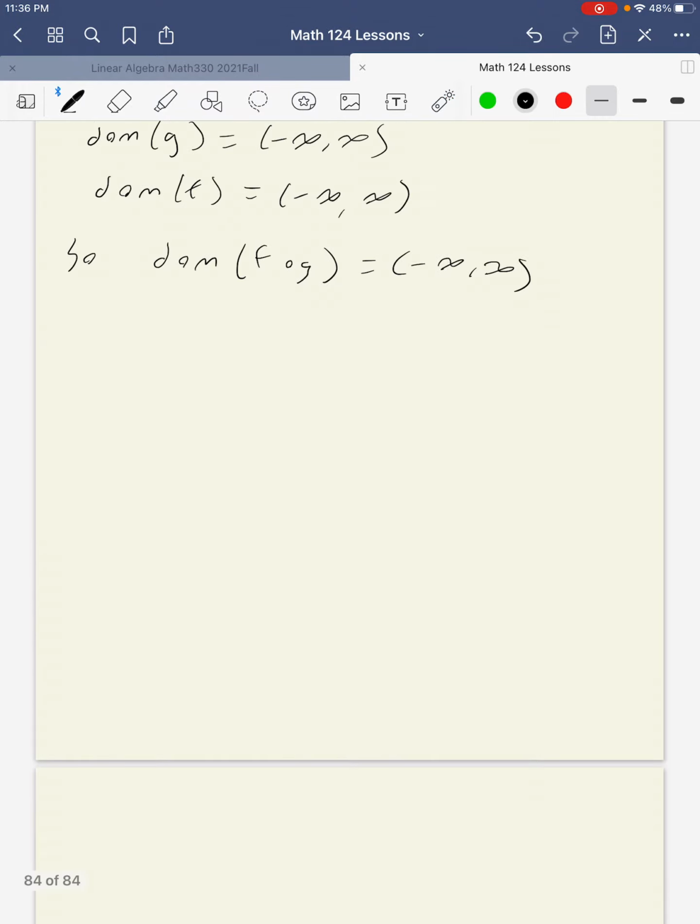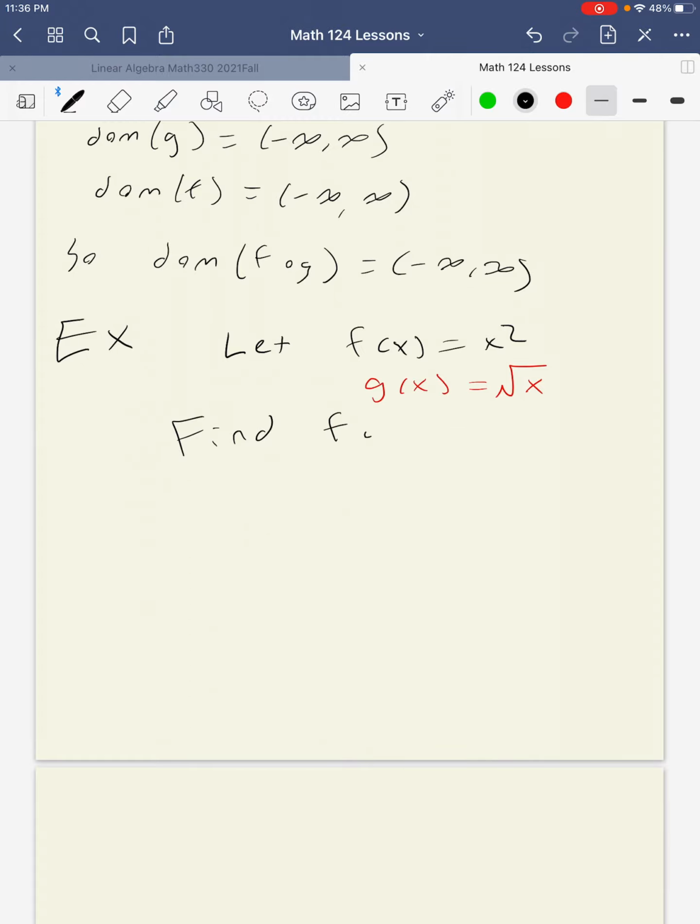Let's maybe look at one right now. Let f of x be x squared, g of x be the square root of x. Find f of g of x and its domain.